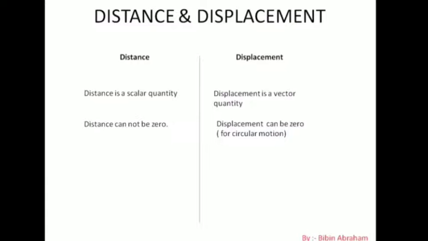If in a circular motion you are at point A, then after moving around you are back at point A, how much have you displaced? No, you haven't displaced at all. You are back at point A, right? But I'm sure you must have traveled, let's say 10 meters, 30 meters, whatever it is, but displacement is zero. I hope this is clear.